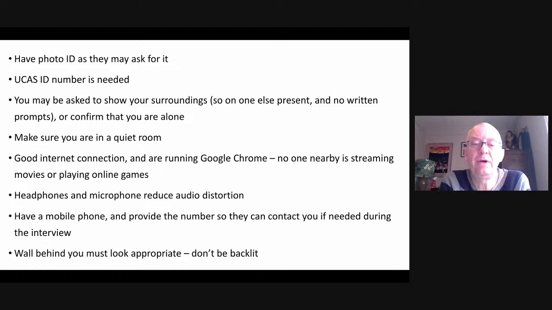Google Chrome seems to be the one they go for, and make sure your little brother's not on his video game or watching a film next door and sucking up all your internet. Headphones and microphones are recommended. It seems that can reduce audio and visual problems. Have your mobile phone there just in case, and give them a number, so if it all crashes, they can phone you and carry the interview on over the phone. Make sure that your background looks appropriate, nothing too horrific. And don't be backlit. Don't have the light behind you so you're in shadow, otherwise they can't see your face. Next slide.